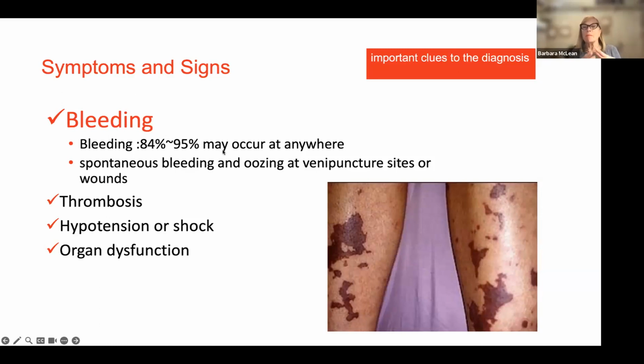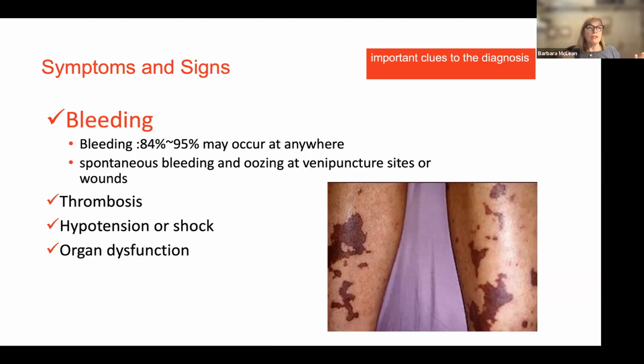84 to 95% bleeding can occur anywhere at any time. Just from a simple touch, you now have bleeding and bruising and oozing. Now, bleeding is the major clue that we see in acute DIC. So as we're talking about a patient who's oozing around their IV site or oozing around their central line, oozing around their surgical site, oozing around their Foley catheter, and you're remarking that they're oozing, you should always be concerned that this may be an early clue to the diagnosis of DIC.